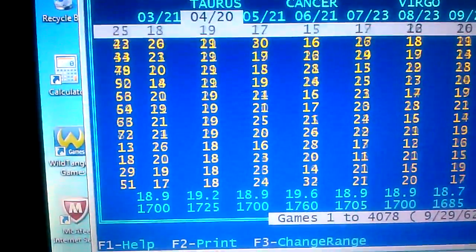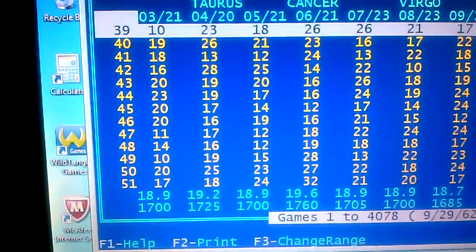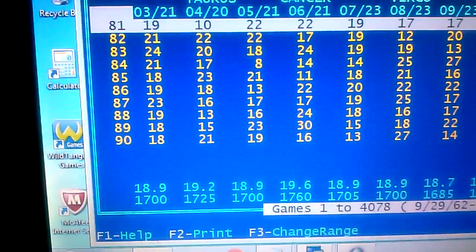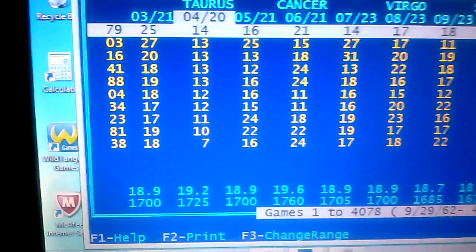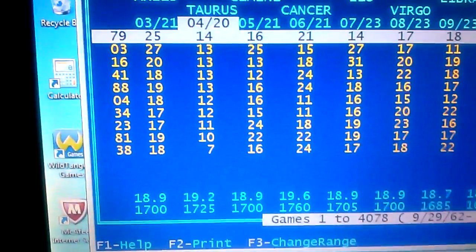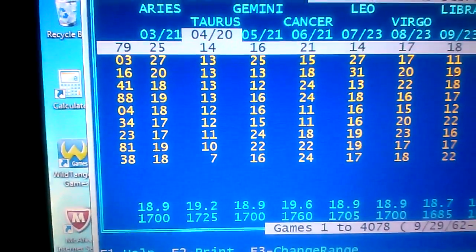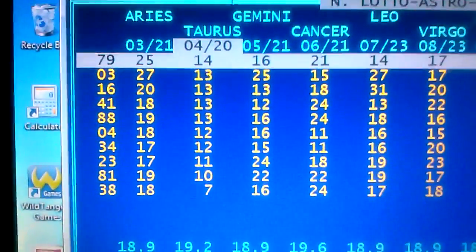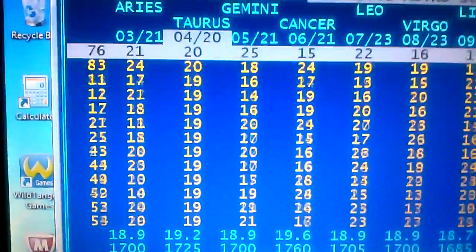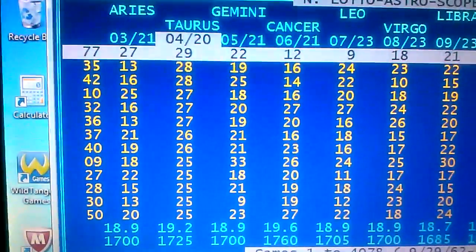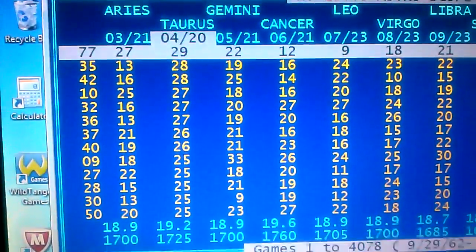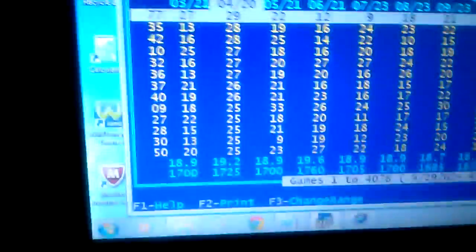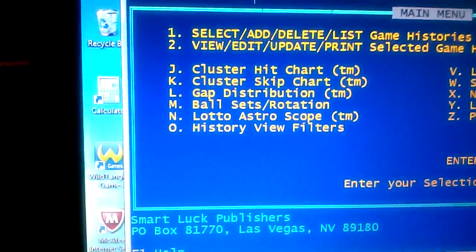And then if I go down, it'll show all of the lottery numbers. Let me highlight that first column, which starts the numbers from 0 all the way down to 90. And then if I go to Taurus, which is where we are right now, you'll see the number that has occurred the least amount of times is the number 38, which has only occurred 7 times. And then we scroll on up to the most. You can page up or page down, and you'll see where 77 has occurred the most under the sign of Taurus, 29 times.